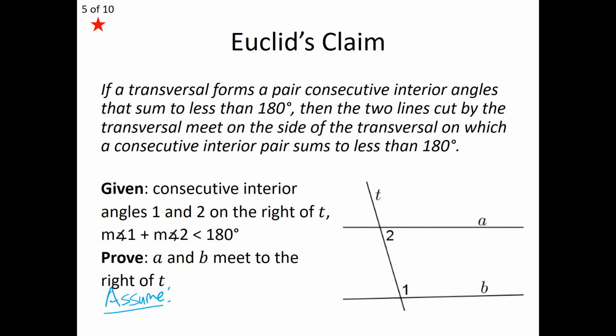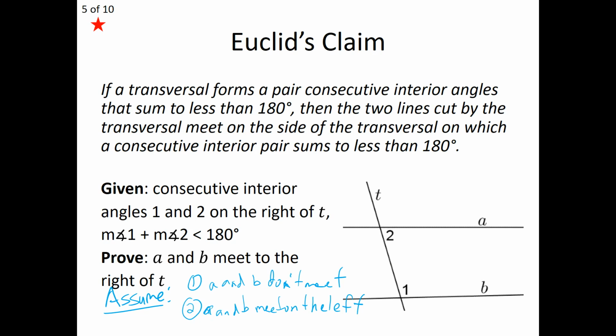Let's negate A and B meeting on the right. Well, actually what happens then is if we negate that they don't meet on the right, there are really two assumptions we have to claim. If they don't meet on the right, then here's what we have to think. Either A and B don't meet at all, like they will never intersect. That's one of the possibilities if it doesn't meet on the right. And then the second possibility in this assumption would be that A and B meet on the left.